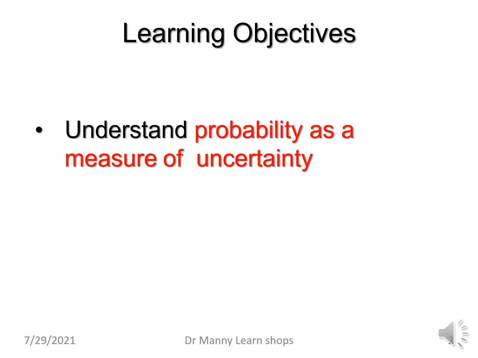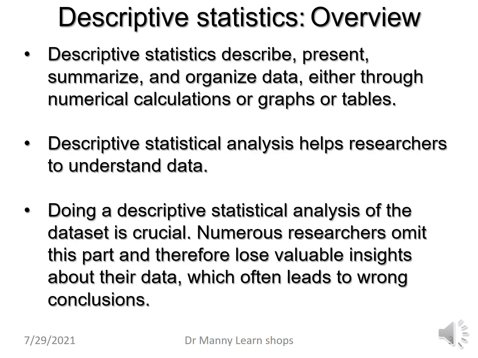This is part 2 to Descriptive Statistics, which deals with probability. The learning objectives for this session are basically just to understand probability as a measure of uncertainty.